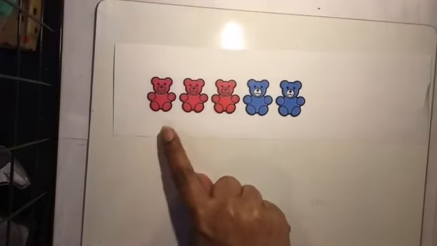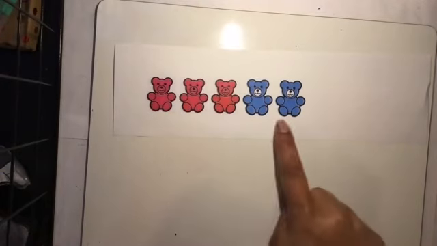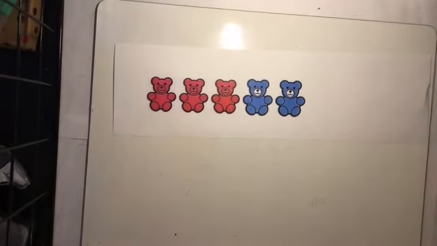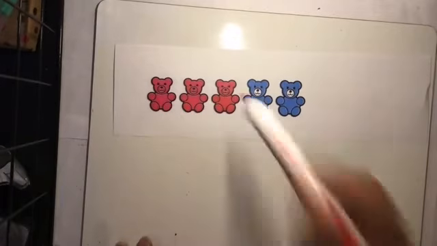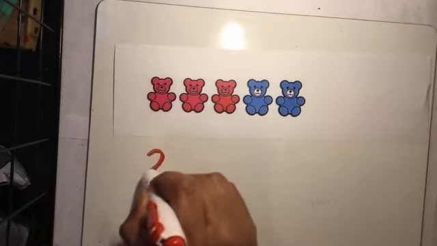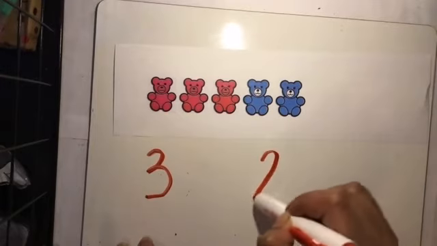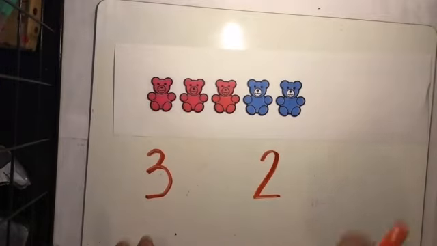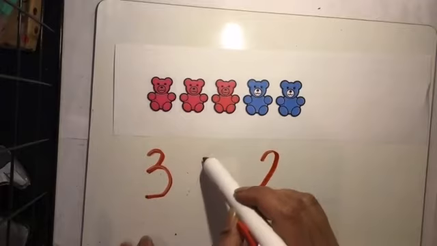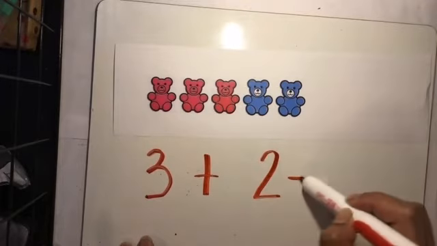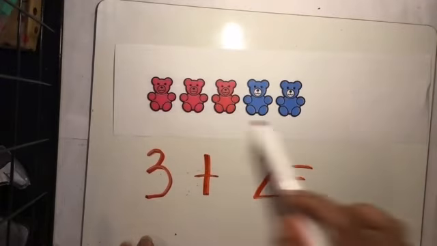I have some that are red and some that are blue. When I write an addition sentence to match this problem, I can start with the two parts that I know. I have 1, 2, 3 that are red, and I have 1, 2 that are blue. I can write an addition sentence by combining, and we need a plus sign in the middle. When I combine, I count them all.